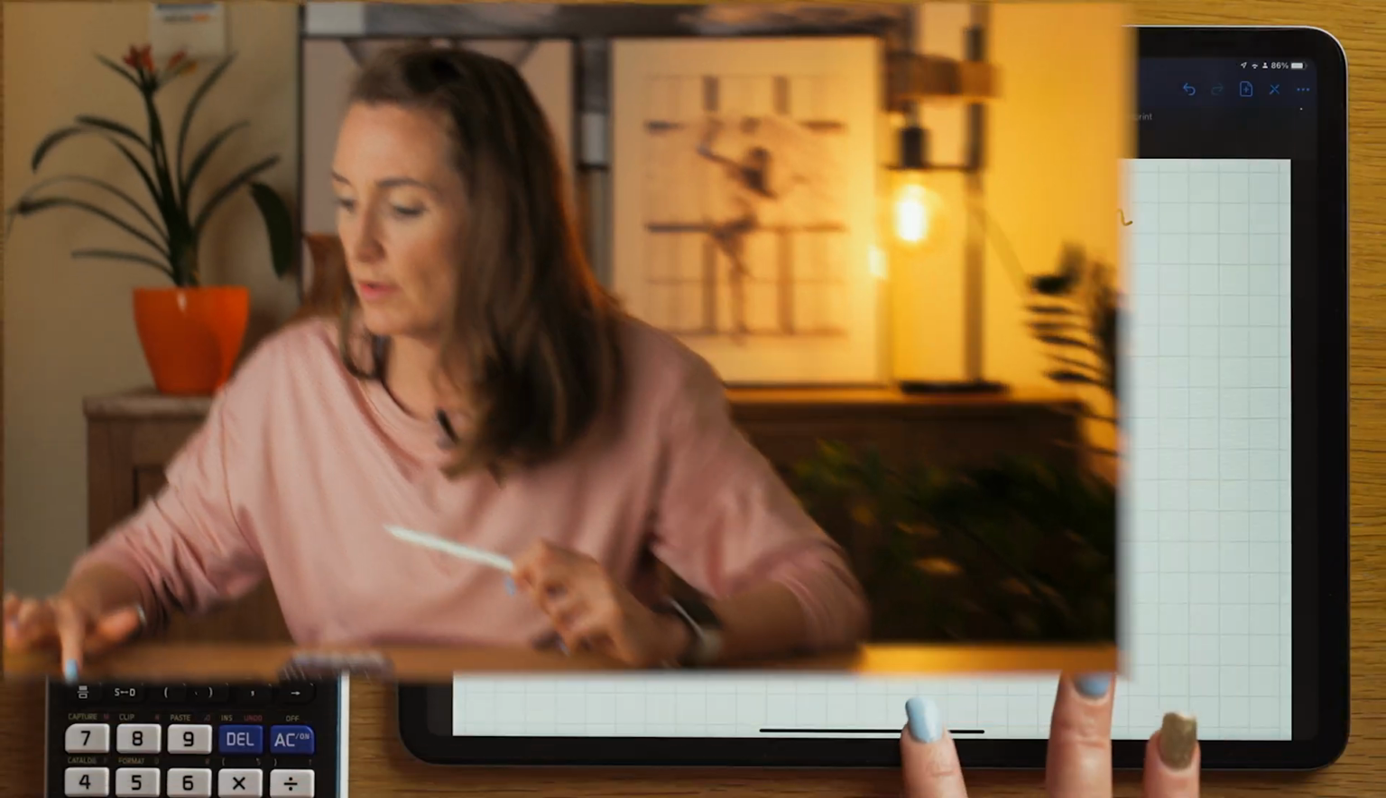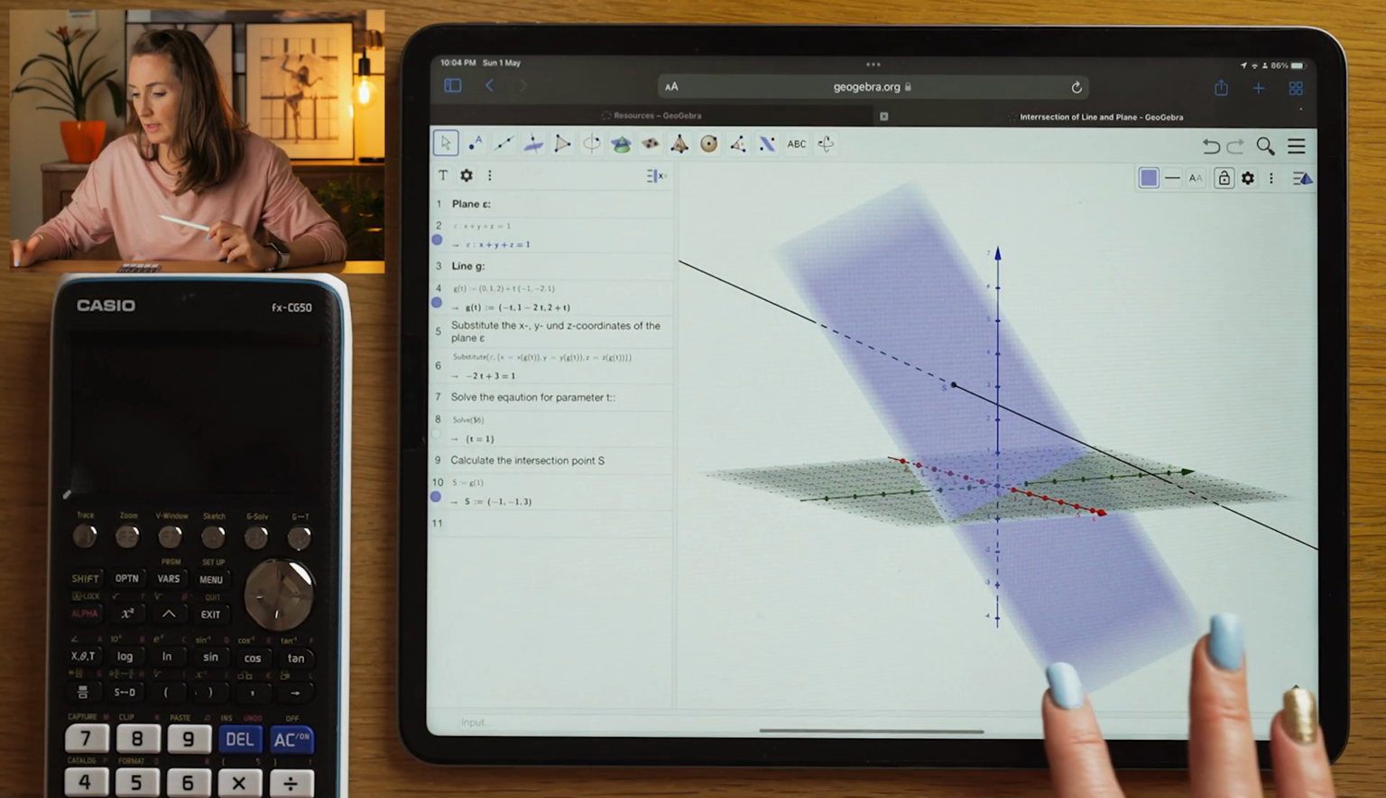I've got two amazing videos coming up for you. In the first one, we're going to be looking at the point of intersection, and in the second one, we're going to be looking at the angle between a line and a plane. So let's visualize what's happening here.